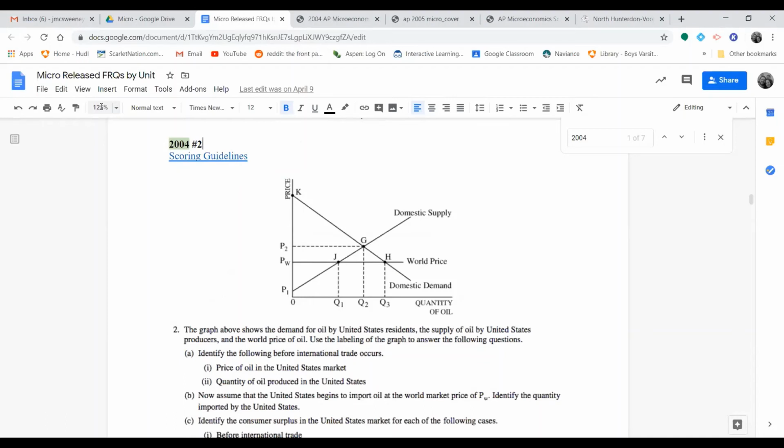2005 number 2, 2004 number 2 were very, very quick. That would be super nice if that was on the AP exam as a nice little layup for you guys. We'll hope. We can only hope, right?